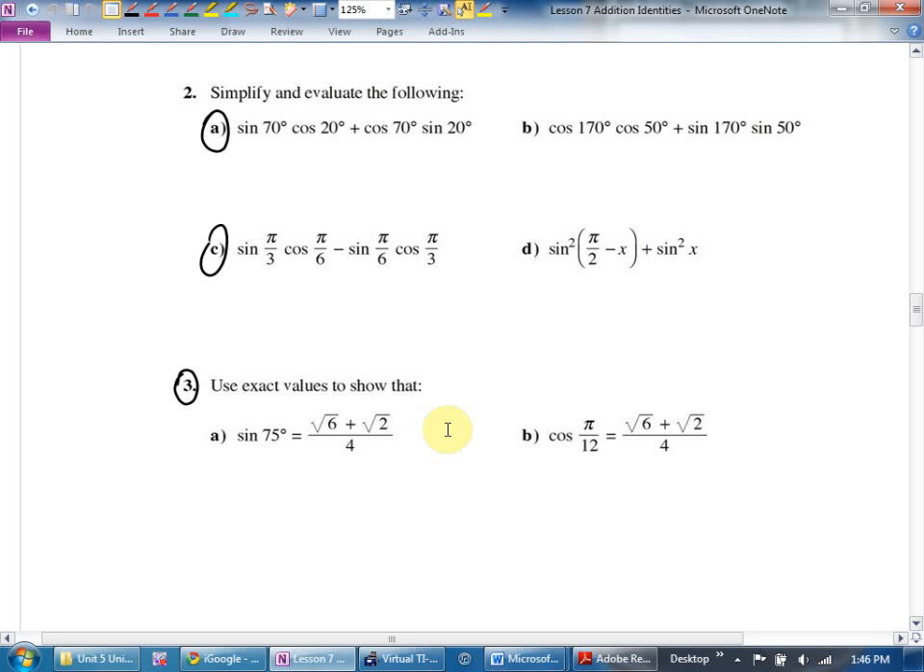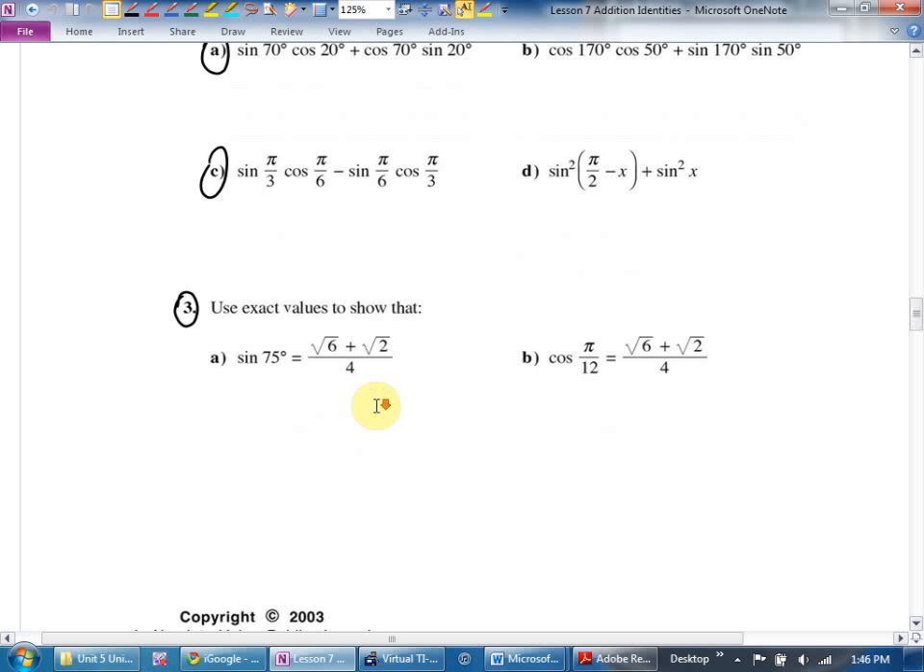So sorry, what were we asked? 3B? Oh, okay. By the way, remember I said they've rationalized the denominator. This is not the answer we're going to get. We are probably going to get something like this: root 3 plus 1 all over 2 root 2. I think that's what we'll end up getting. So if you did get that, you're right.